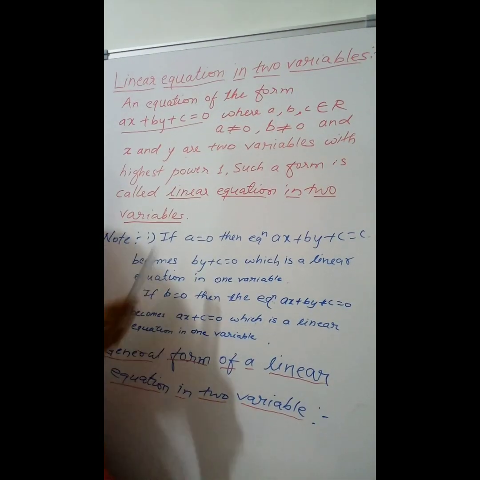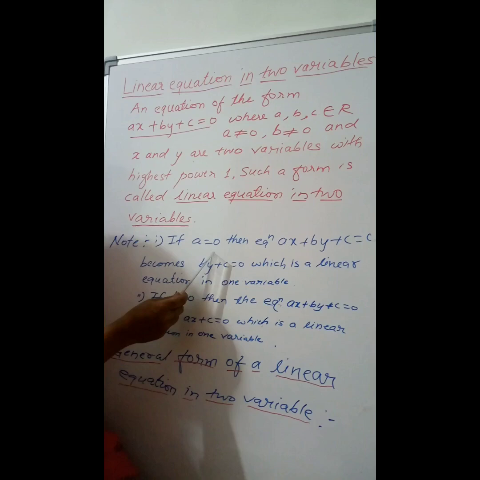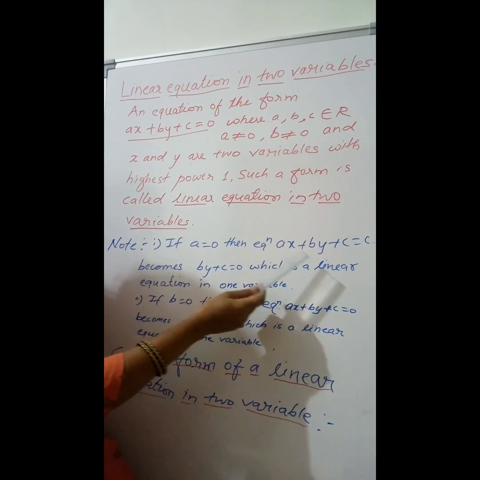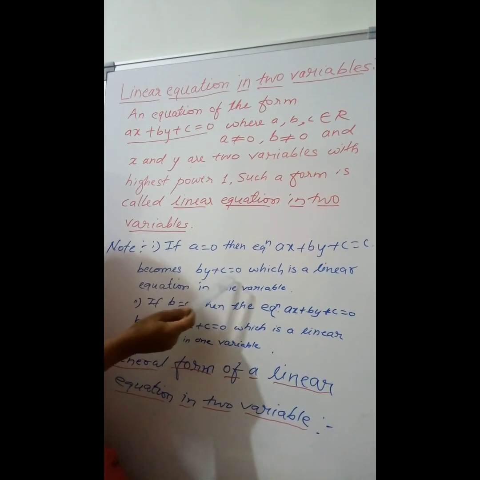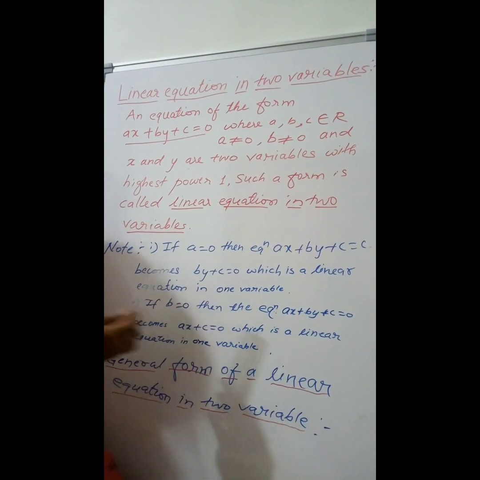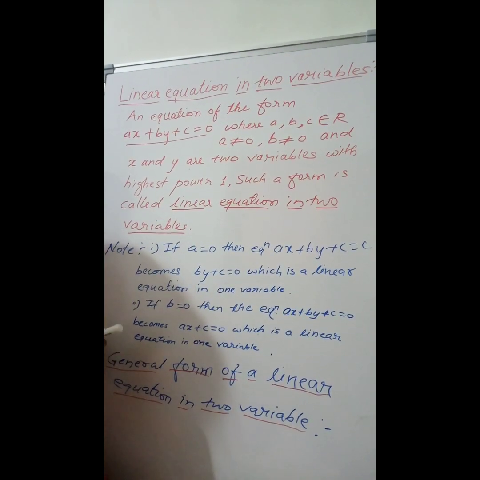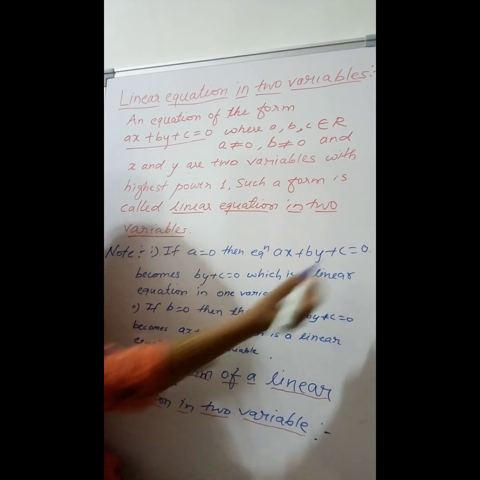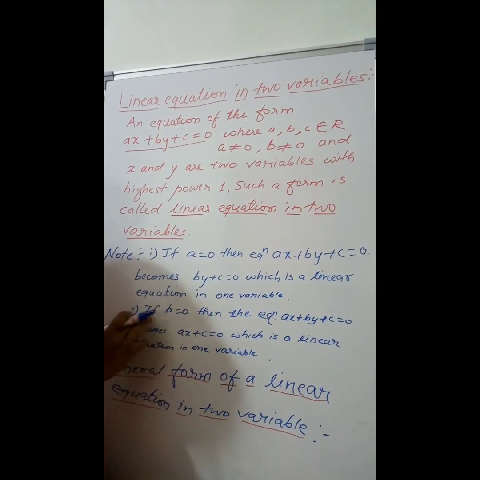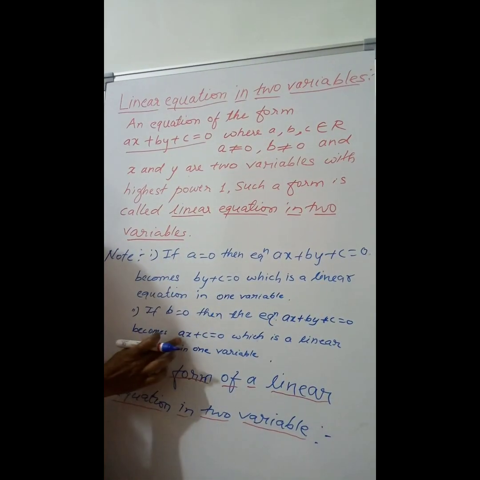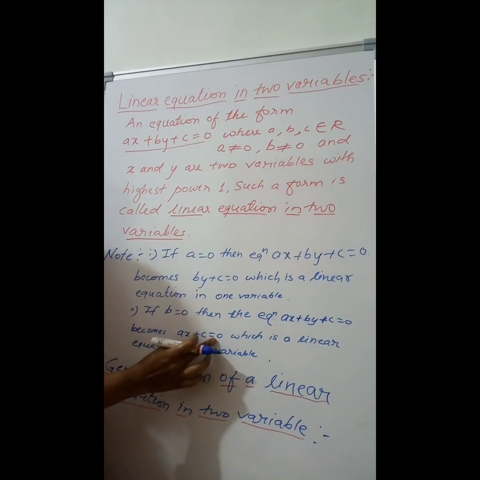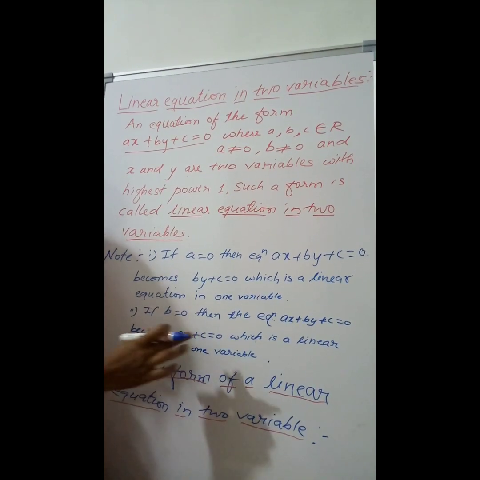Take a note. If you put a is equal to 0 in the equation ax plus by plus c is equal to 0, the equation becomes by plus c is equal to 0, which is a linear equation in one variable. Similarly, if b is equal to 0, then the equation ax plus by plus c is equal to 0 becomes ax plus c is equal to 0, which is again a linear equation in one variable.